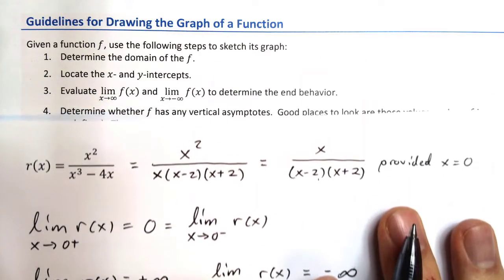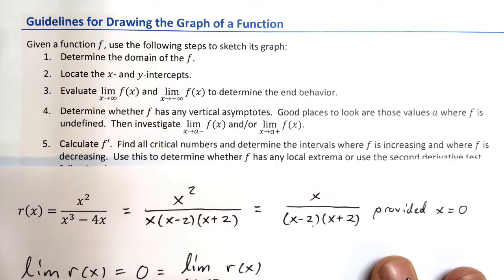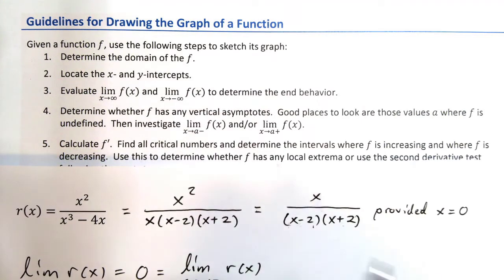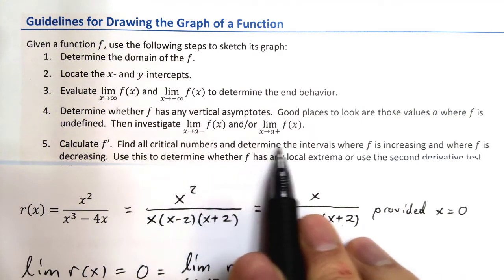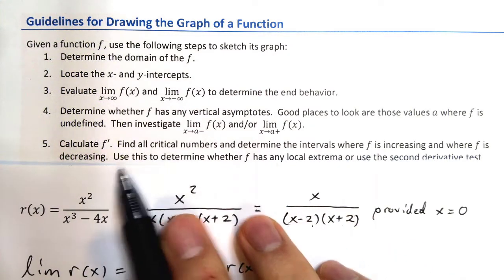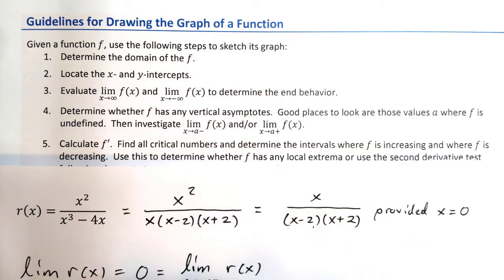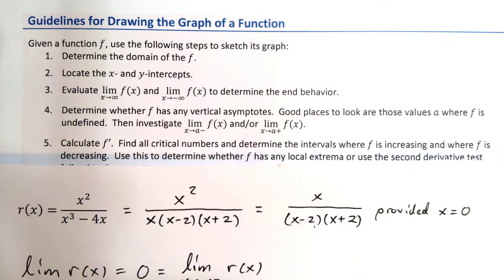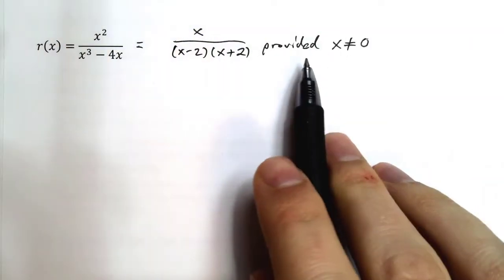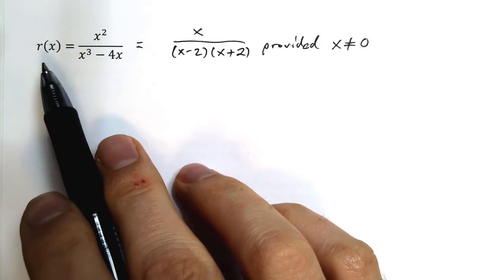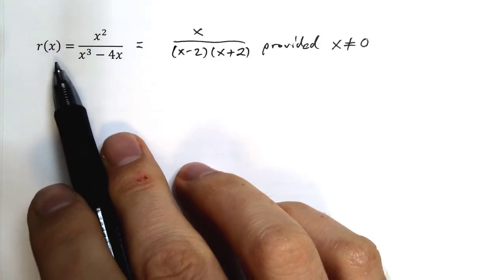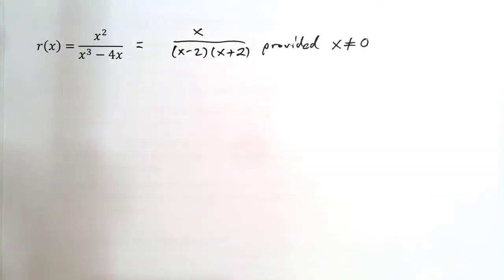Okay, let's see what's next here. We're going to compute the derivative of our function, find the critical numbers, and determine the intervals where f is increasing and decreasing. And then maybe we can find the local extrema, if there are any. All right, so I'm going to leave it as an exercise to you to compute the first derivative of this function. I'm just going to write down what the answer is here.